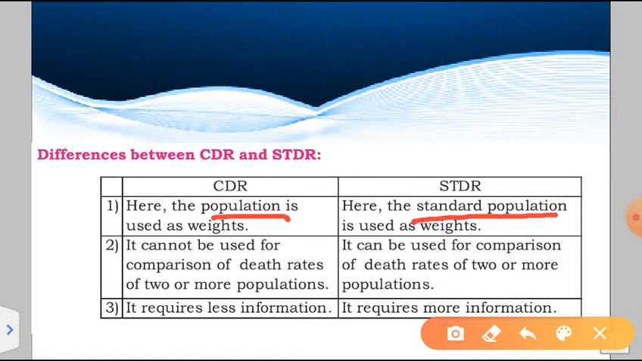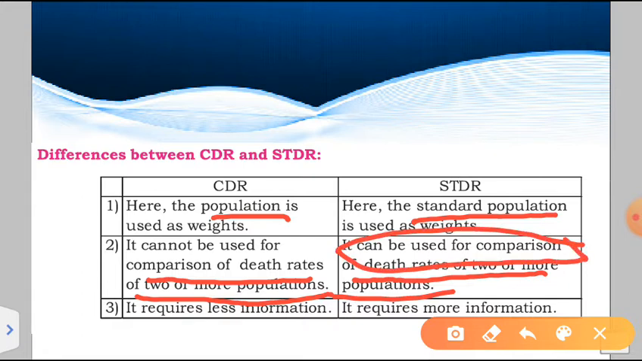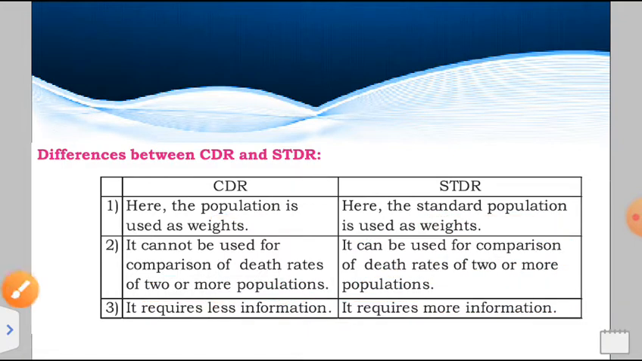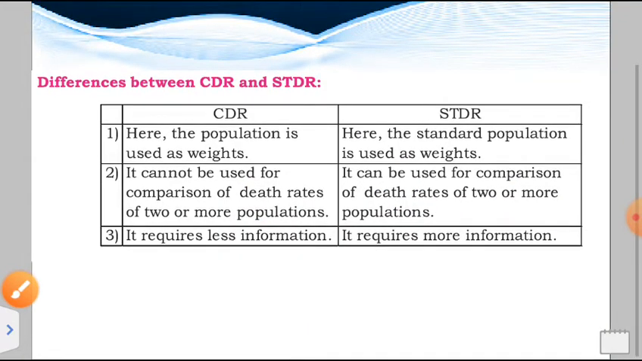The next most important thing is that we can't use CDR for comparison of deaths between two or more populations. It is just calculated. But when we are comparing the death rate of two or more populations, then we have to standardize this, and that is the standard death rate to be used. In CDR we just require deaths by population into 100, but STDR, the standard death rate, requires more information. So these are just the simple differences.